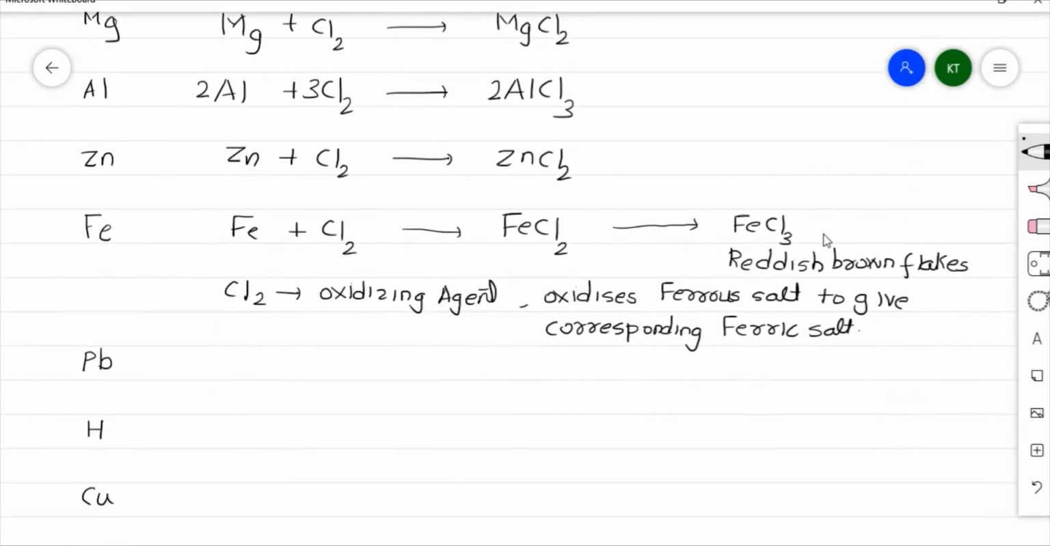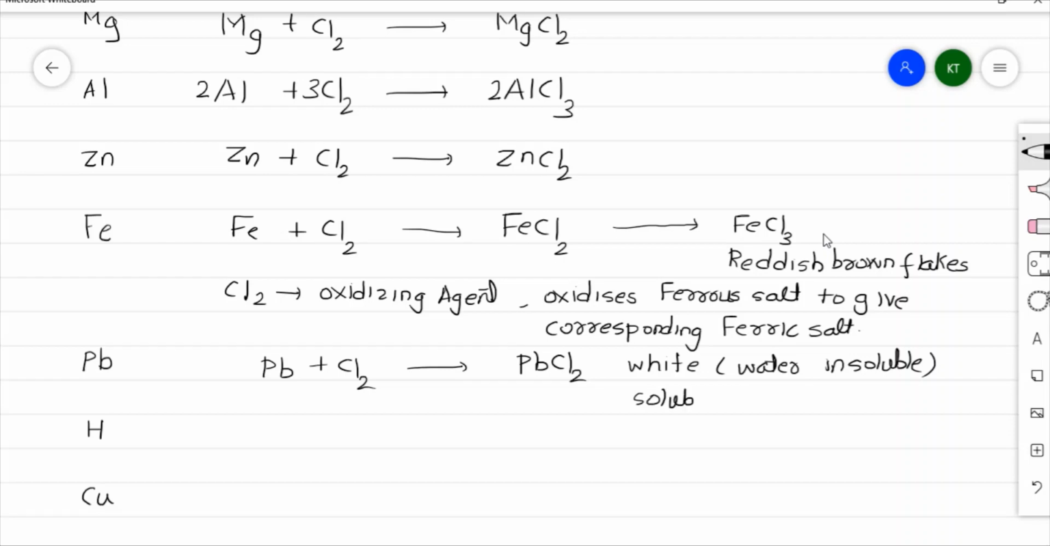Then next we have lead. Now lead metal does combine with chlorine in order to give me PbCl2, which is white in color and water insoluble. This PbCl2 is soluble in hot water. Otherwise, it comes as a white precipitate.